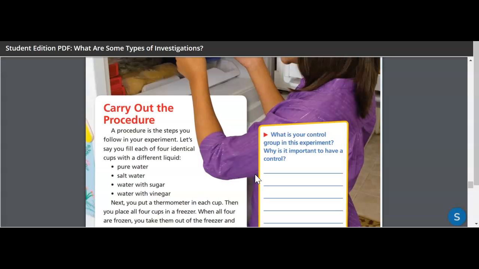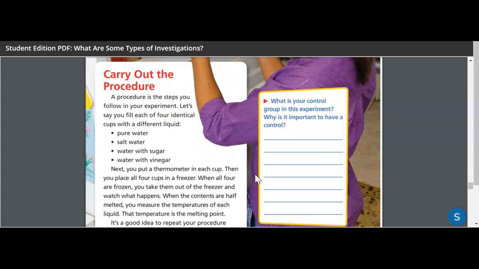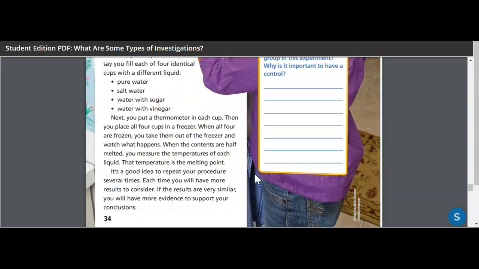So we're moving on to carrying out the procedure. Carry out the procedure. A procedure is the steps you follow in your experiment. Let's say you fill each of the four identical cups with a different liquid: pure water, salt water, water with sugar, water with vinegar. Next, you put a thermometer in each cup. Then you place all 4 cups in a freezer. When all 4 are frozen, you take them out of the freezer and watch what happens. When the contents are half melted, you measure the temperatures of each liquid. The temperature is the melting point.